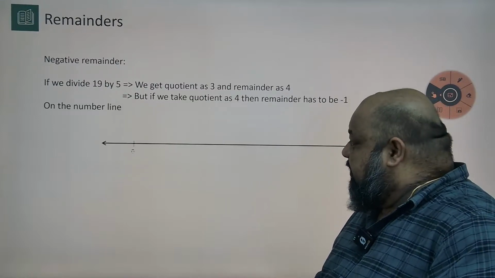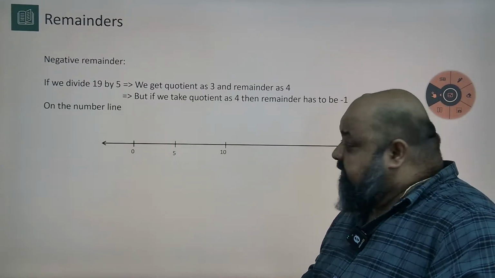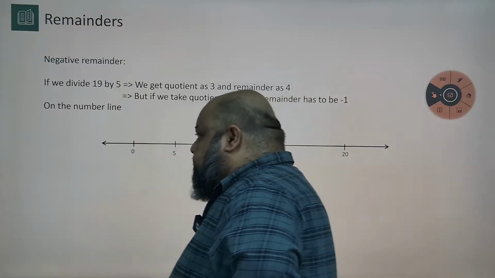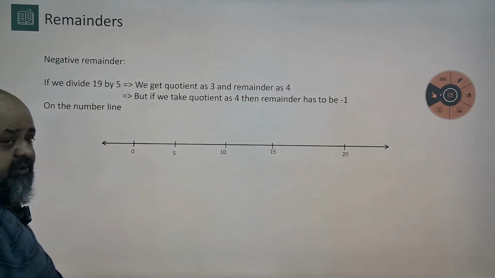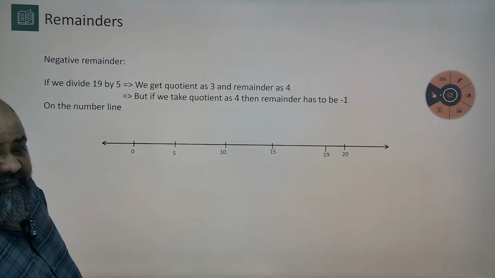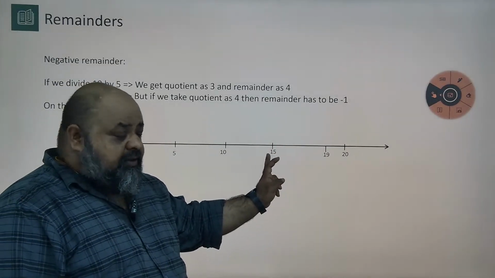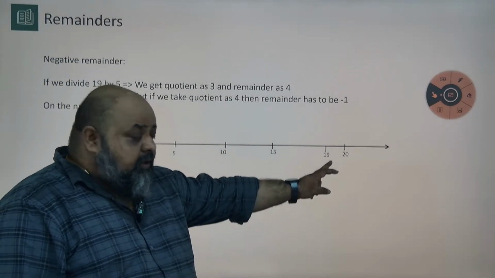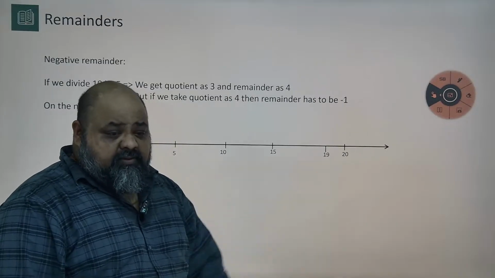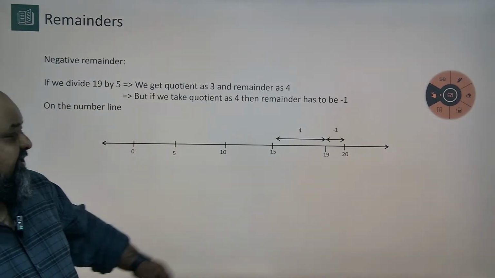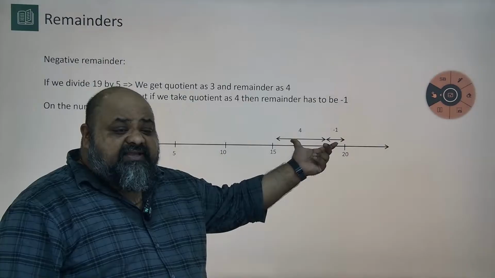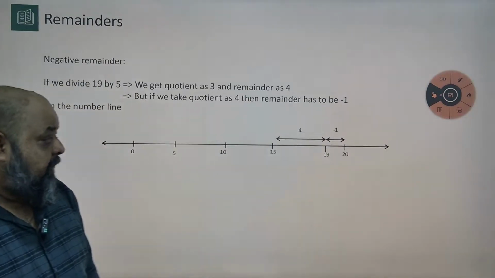So these are the multiples of 5. 0, 5, 10, 15, 20. There is a number 19 somewhere. So if I look from quotient 3, that is 15, the difference is 4. But if I look from 20, the difference will be 1. The sum of these two differences will always be equal to the divisor. 4 plus 1 will be 5.